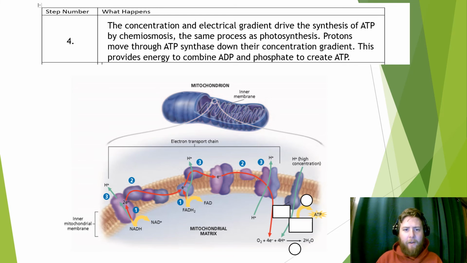In step 4, this concentration is going to run the ATP synthase down here through that process of chemiosmosis. It's kind of the same process we see in photosynthesis. Protons are going to move from their high concentration out here down through ATP synthase, and that energy of the electrical and concentration gradient is going to turn ADP plus phosphate into ATP. So now we've created energy.